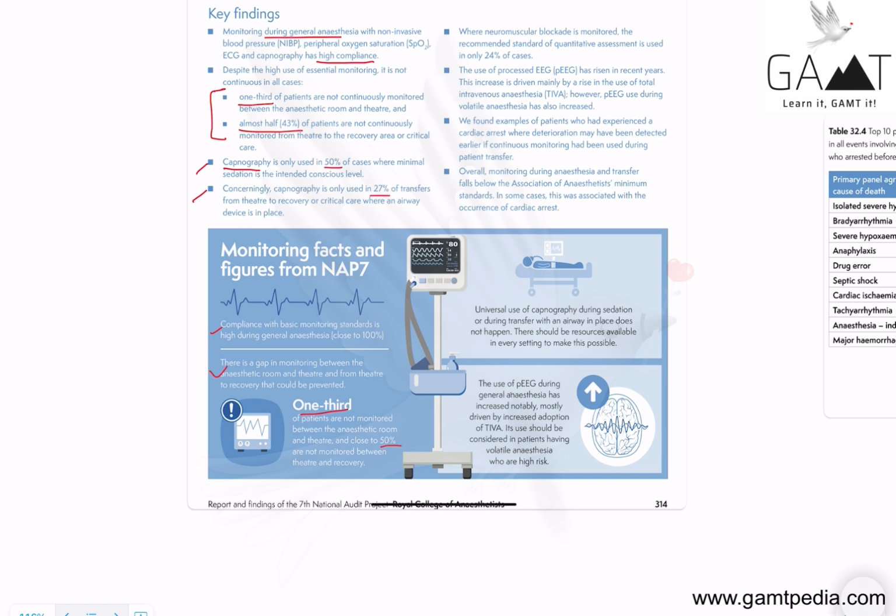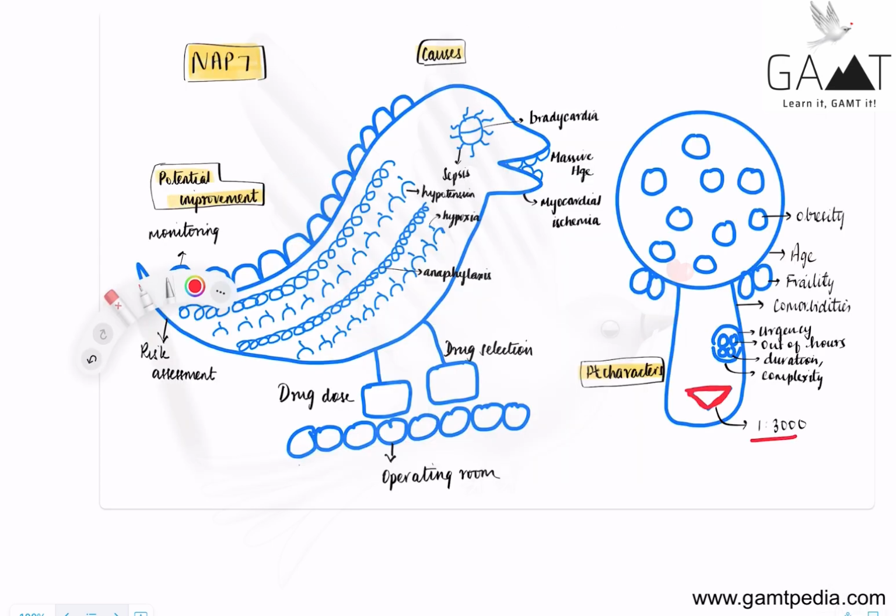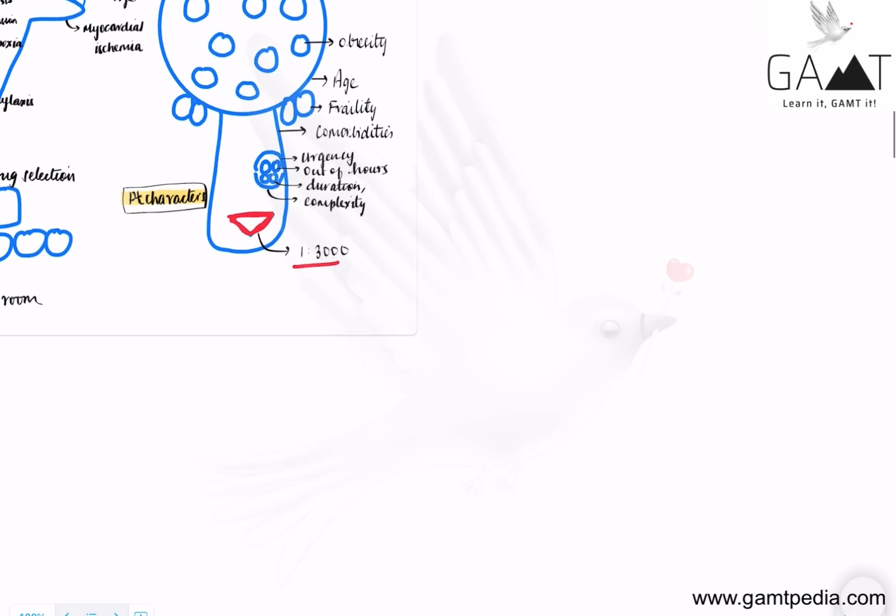They do make a statement on processed EEG that then should be considered for patients having volatile anesthetic who are high risk. I'm not sure how much evidence that is based on, but it's in the recommendation. Okay. Next is risk assessment. This is again very interesting.